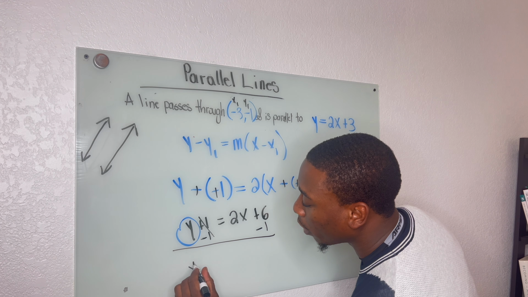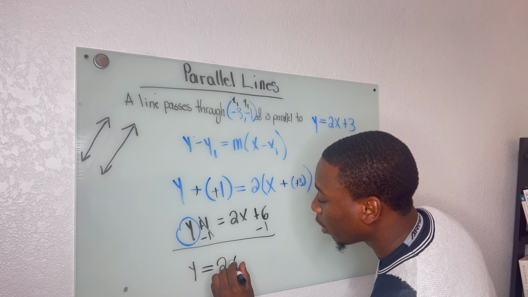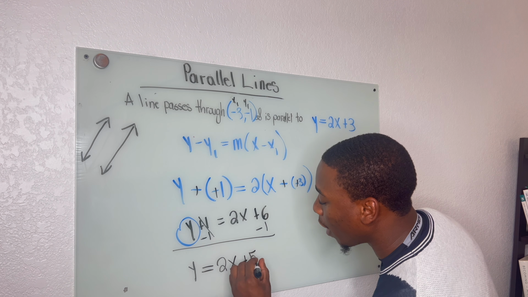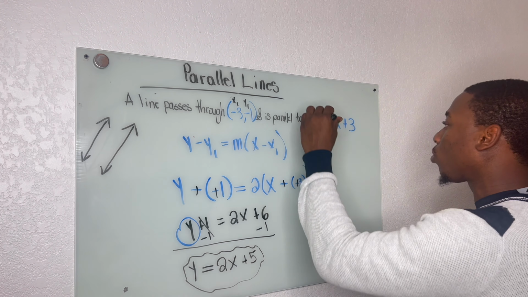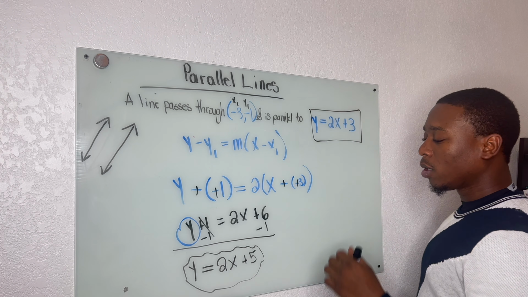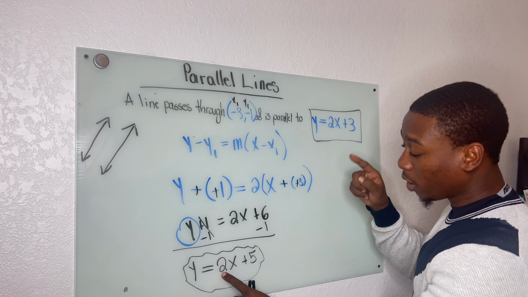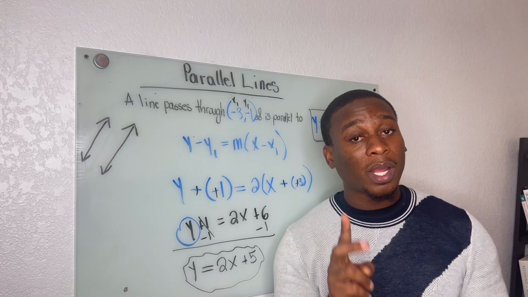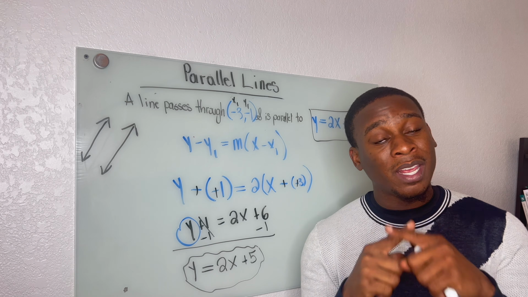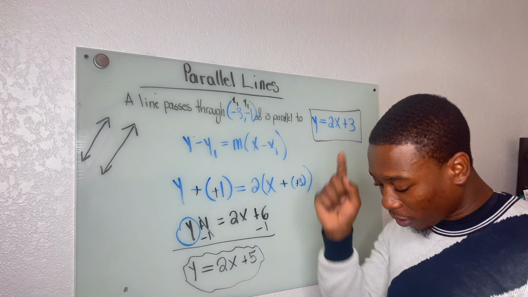And now I'm going to have y is equal to 2x plus 5. And once we compare both of these, let's circle them or box them off, I should say. Same slope, that's the first thing. And now we have a different y-intercept, meaning these two lines should not intersect. Because if they intersect, then they're not considered parallel.